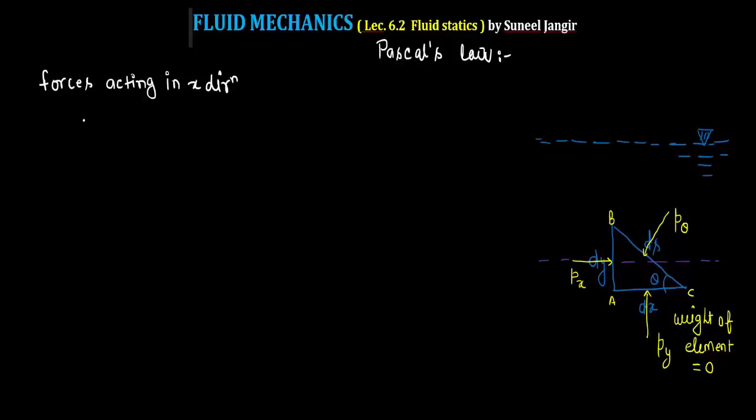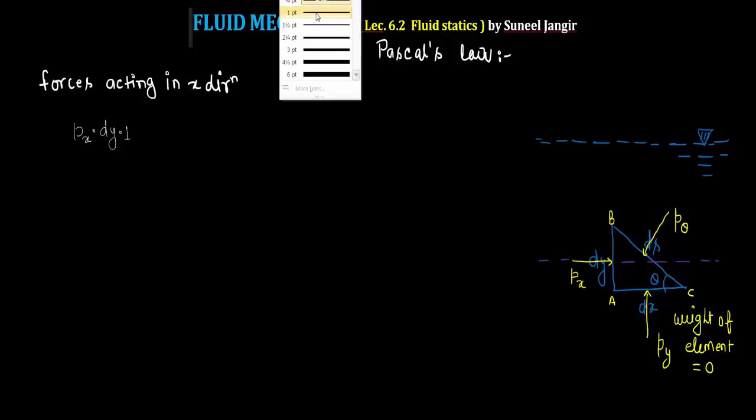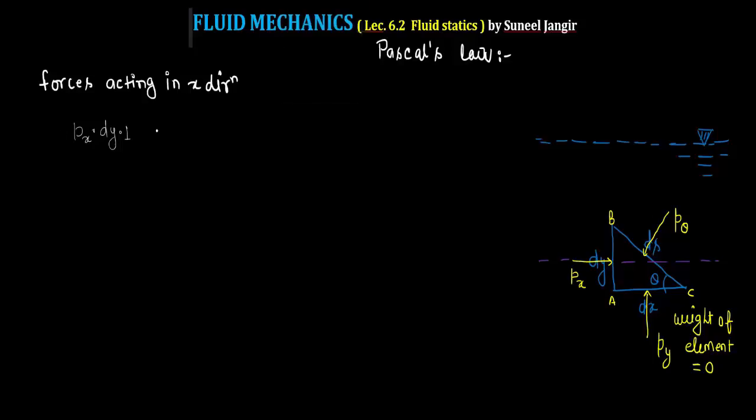So I can write this as Px dy into 1. This is acting in the positive x direction. Now on the BC face, the force is P theta into ds into 1, which is the area. So P theta, the pressure, into area is the pressure force. So the pressure force on the face BC is P theta into ds into 1.